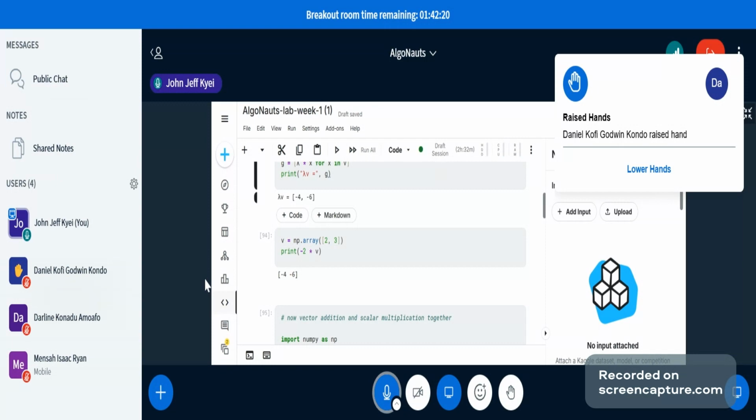Daniel, please go on. Sorry. Please, with regard to the vector, is it one row and one column, or is it one row and two columns? Sorry, I don't think I got you. Okay, I'm saying, please, can you hear me? Yeah, I can hear you.